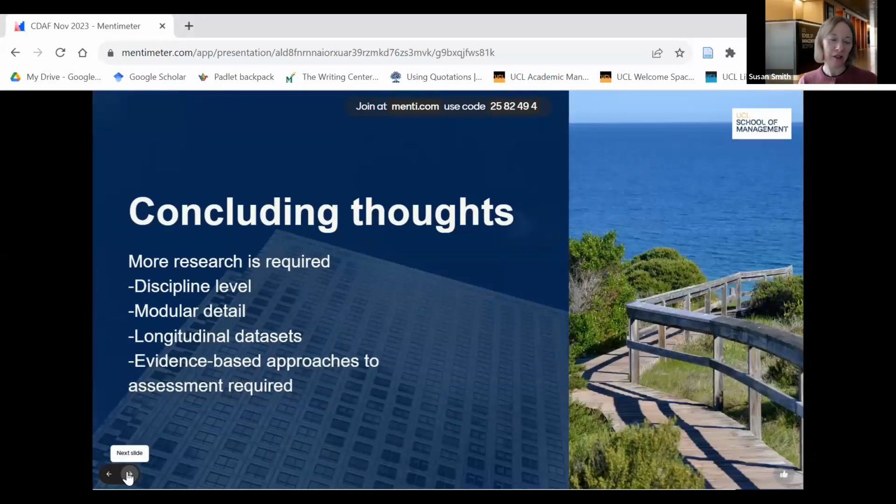So here are my concluding thoughts. Reflecting on what I've just said, I think more research is required at the discipline level, at the modular level, with longitudinal data sets, and evidence-based approaches to assessment really need to be thought about, because otherwise I think we could just be following trends and working on perhaps outcomes rather than causes.